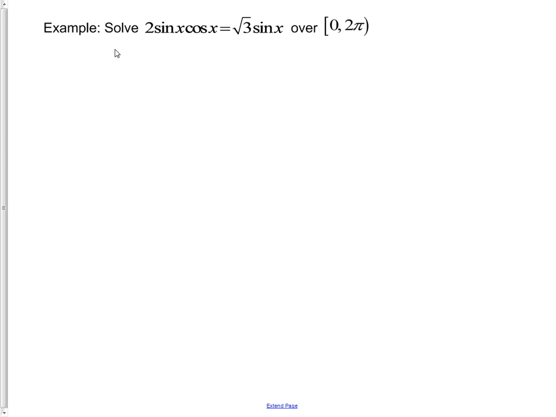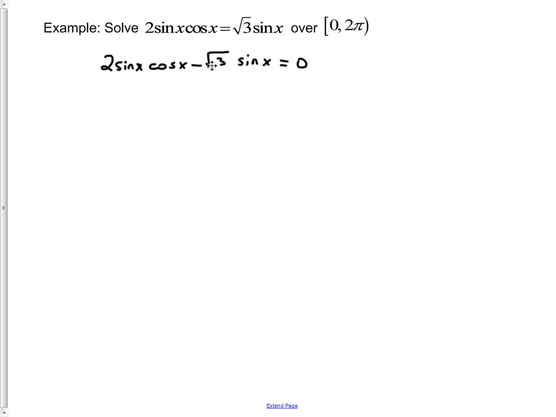So, starting with 2 times the sine of x times the cosine of x, and setting that equal to the square root of 3 times the sine of x, the easiest way to handle this situation is to subtract square root of 3 sine of x from both sides of the equation. So I'm going to do that here. I'll just go ahead and erase my equal sign and replace it, because I'm going to be subtracting that quantity now, and I set it equal to 0.